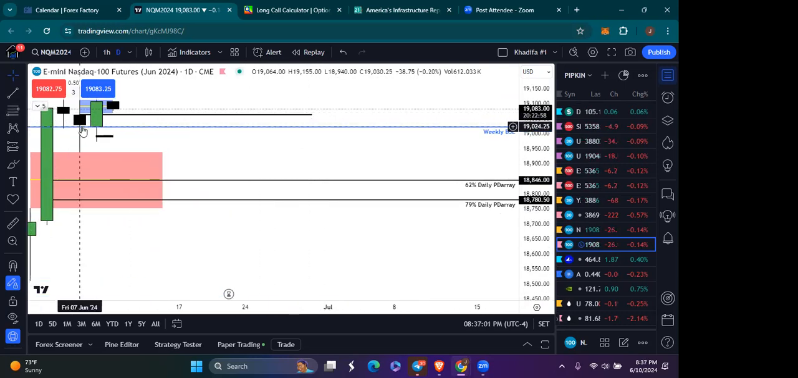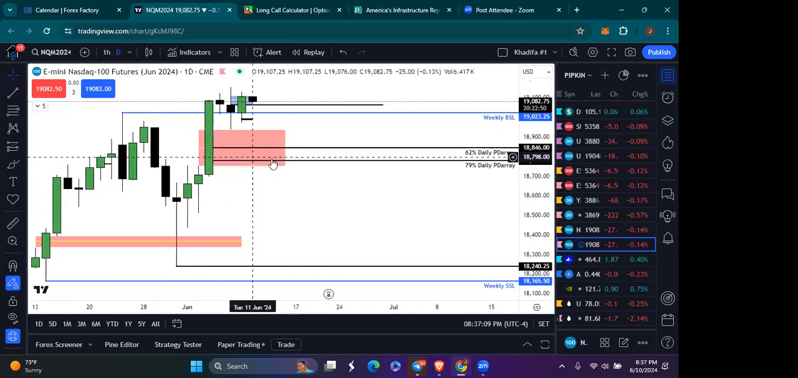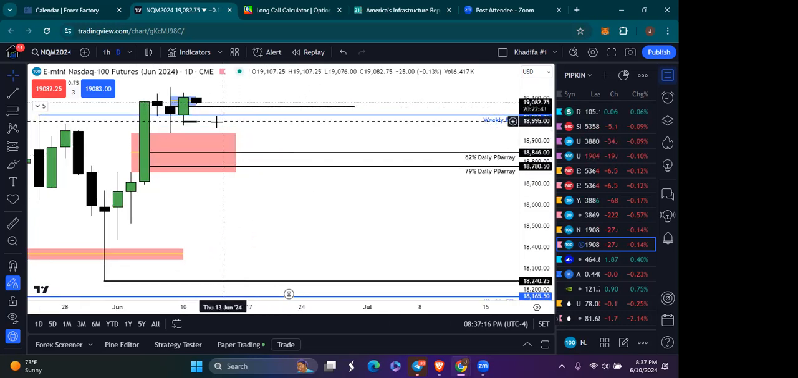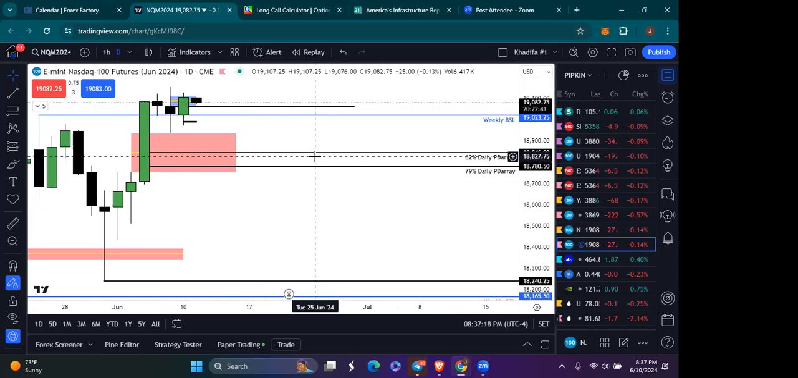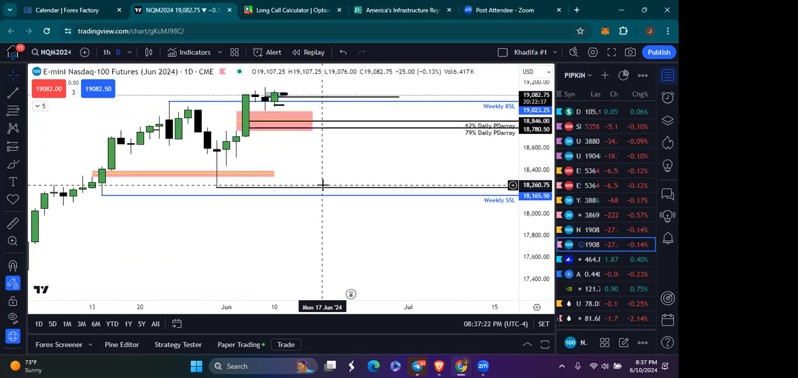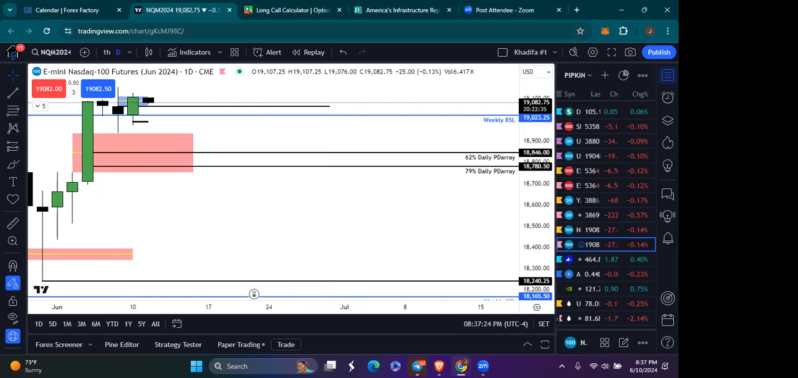However, if we break below Friday's candle, then I do expect us to get back down into these levels for NQ and ES. But I'm expecting that towards the end of the week with the high impacting news that we have coming out Wednesday, Thursday, and Friday. So with that being said, that will conclude the brief beginning of the week technical analysis.